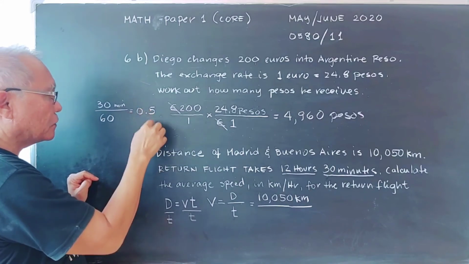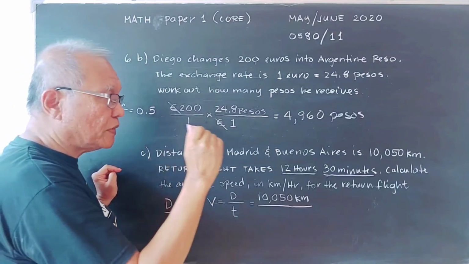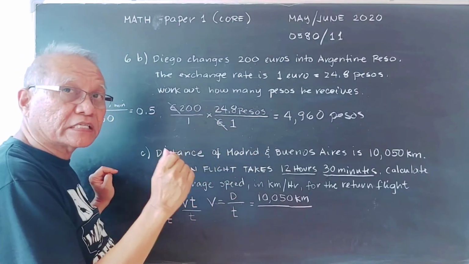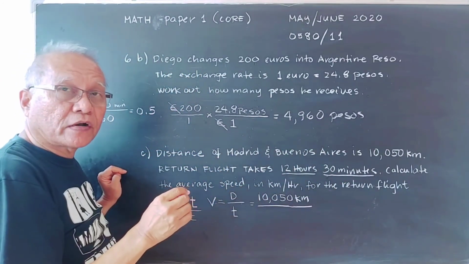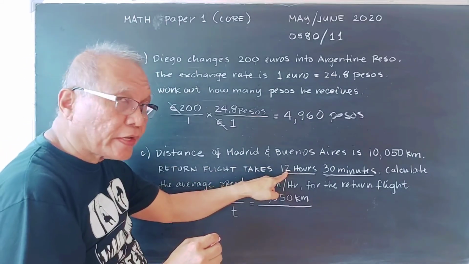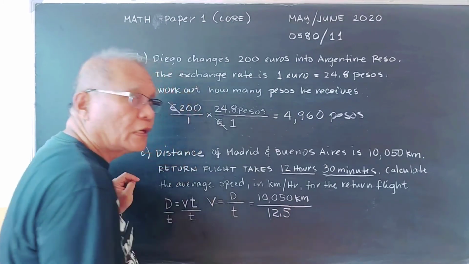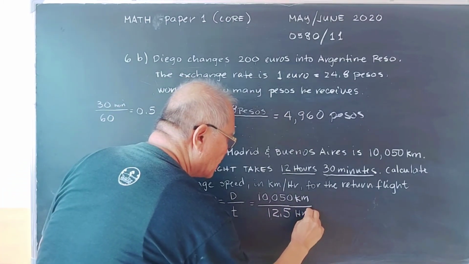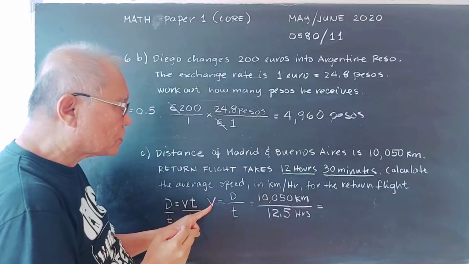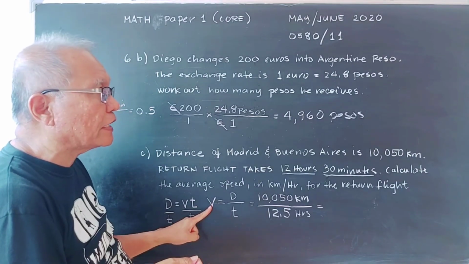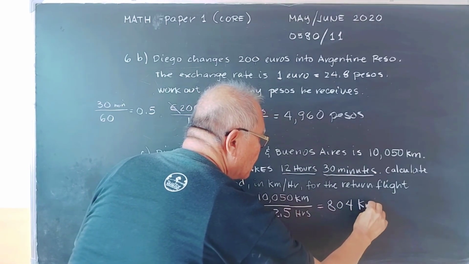Our unit now is in hours. If we want to change seconds into minutes, we divide it by 60. To change minutes into hours, we divide it by 60. So that 30 minutes is equal to 0.5 hours. Then we add that one to 12. So our time is 12.5 hours. This is in hours without any minutes anymore. So when we divide that one, the velocity of the plane in its return flight is 804 kilometers per hour.